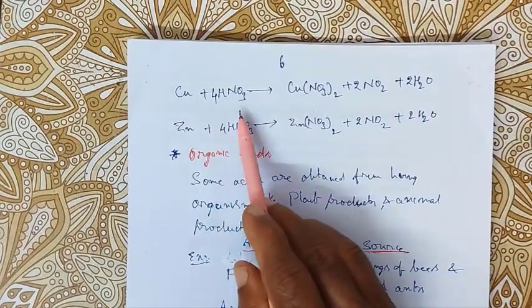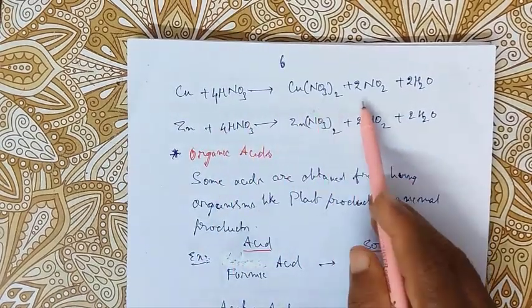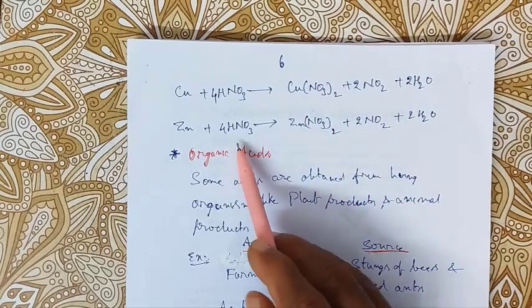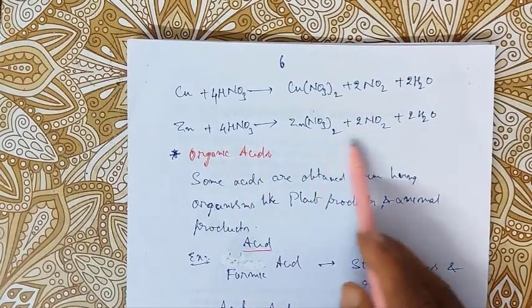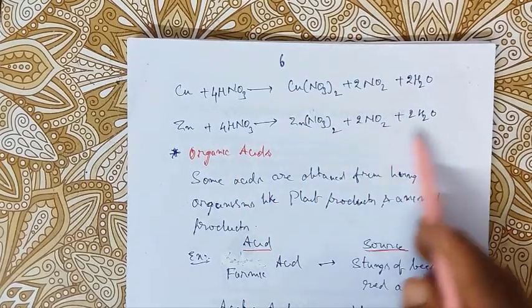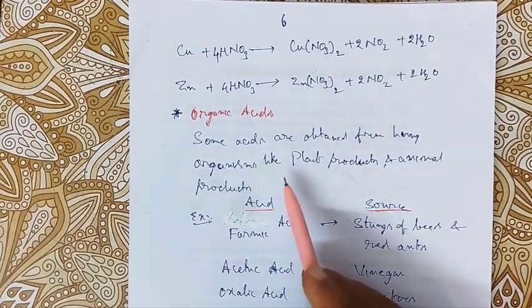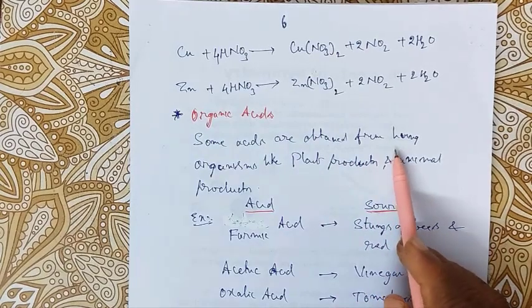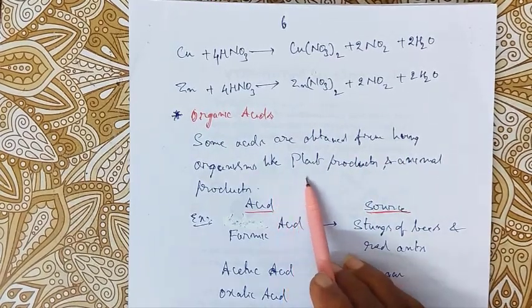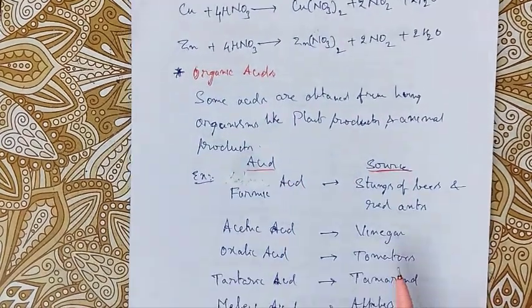So here, copper plus nitric acid gives copper nitrate, nitrogen dioxide and water. Zinc plus nitric acid gives zinc nitrate, nitrogen dioxide and water. Organic acids: some acids are obtained from living organisms like plant products and animal products.